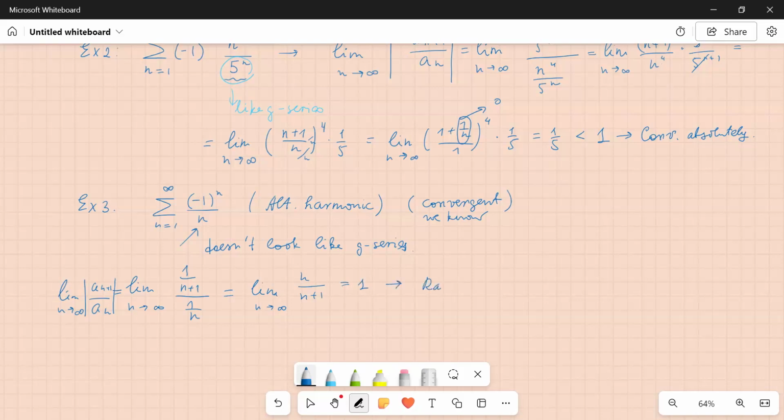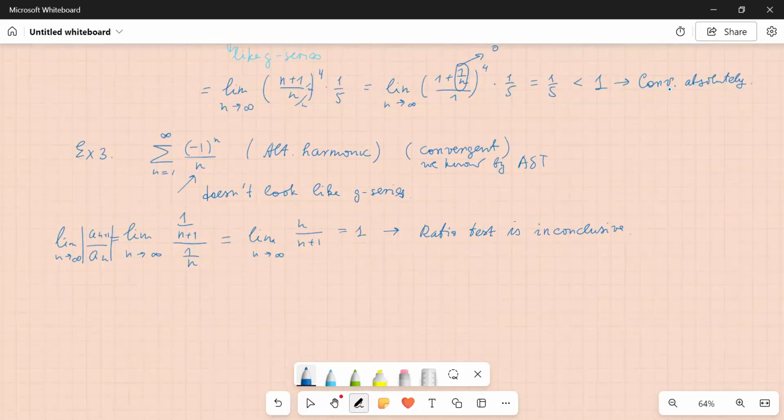So the ratio test is inconclusive. But we do know that the series is convergent by the alternating series test. This test is inconclusive, but a different test is going to give us the answer. You see. Okay, example number 4.